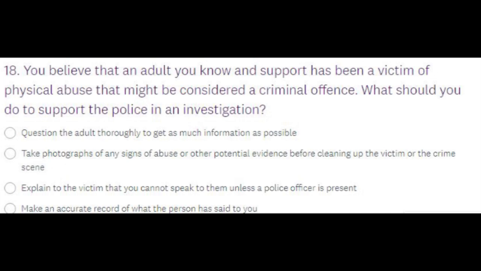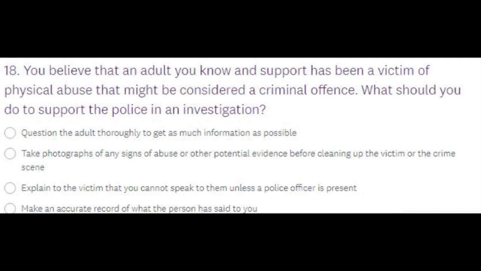Question number 18. You believe that an adult you know and support has been a victim of physical abuse that might be considered a criminal offence. What should you do to support the police in an investigation? Option A, question the adult thoroughly to get as much information as possible. Option B, take photographs of any signs of abuse or other potential evidence before cleaning up the victim or the crime scene. Option C, explain to the victim that you cannot speak to him unless a police officer is present. Option D, make an accurate record of what the person has said to you.